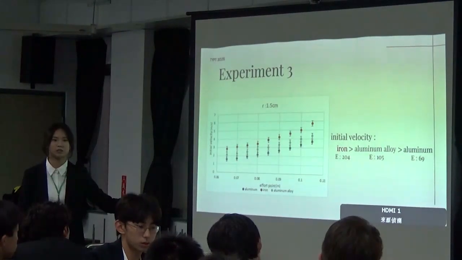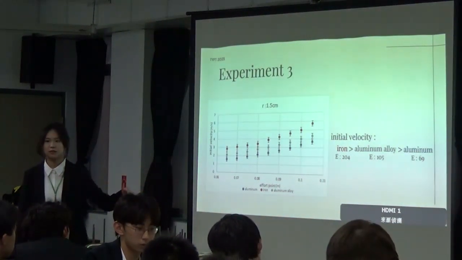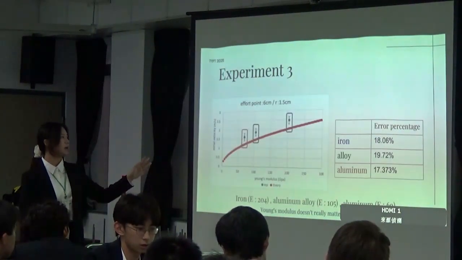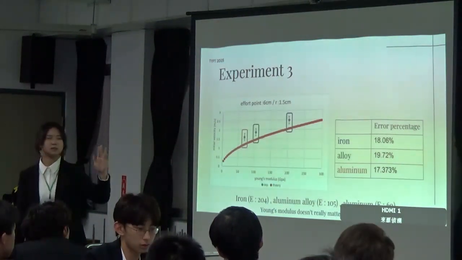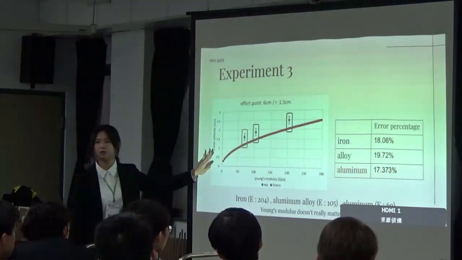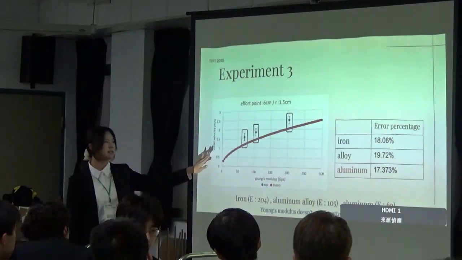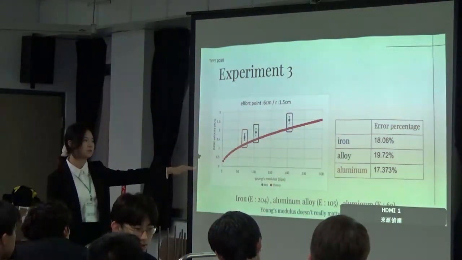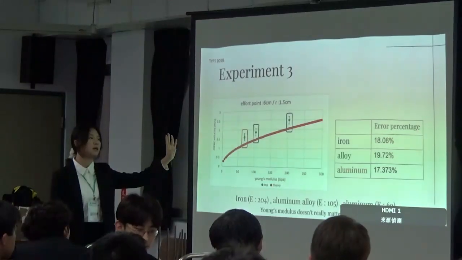Young's modulus is larger, the initial velocity will be greater. And here's a comparison between different Young's modulus and the initial velocity. We can see that there are some errors between my experiment data and theoretical data.